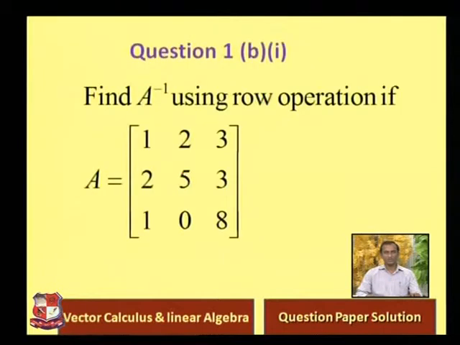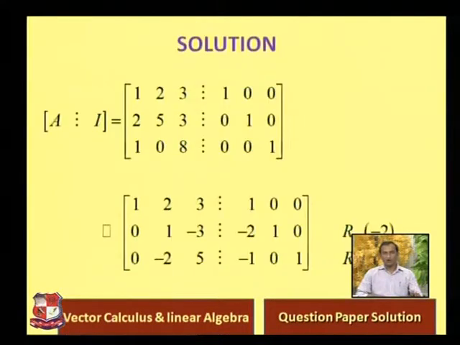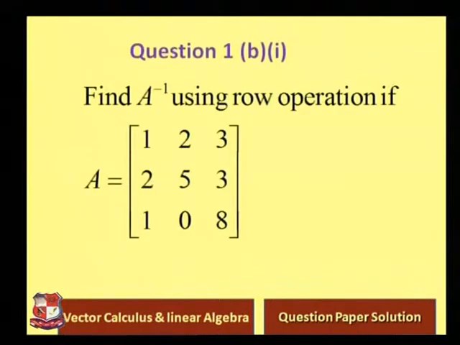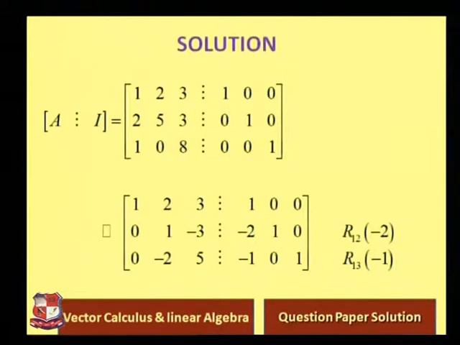Now my next question is question number 1b, and its first sub question is to find A inverse using row operations. Similar to the last example, we apply row operations, but here we find A inverse, the inverse of the matrix A. So we apply this in the form A augmented with I, where A is our given matrix and I is the identity matrix. Here A is a 3 cross 3 matrix, therefore the identity is also a 3 cross 3 matrix.